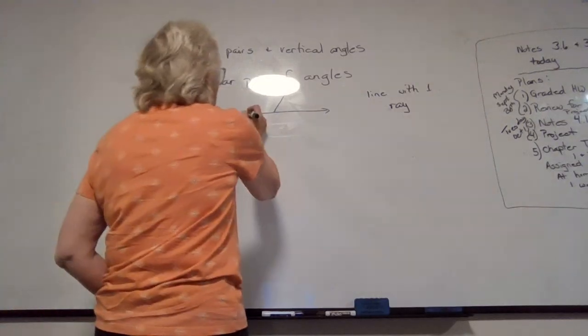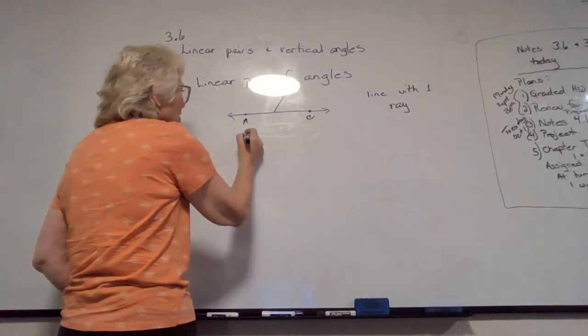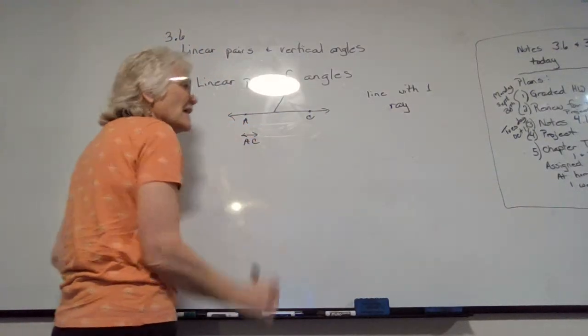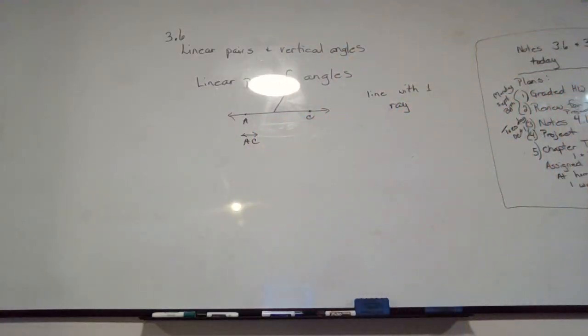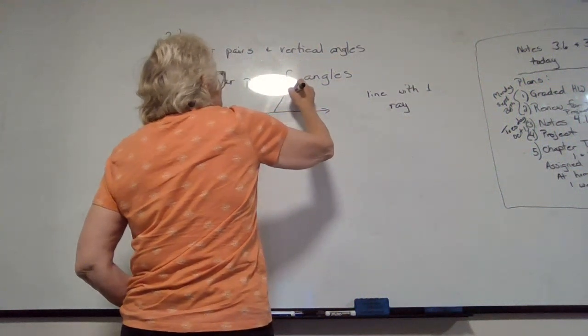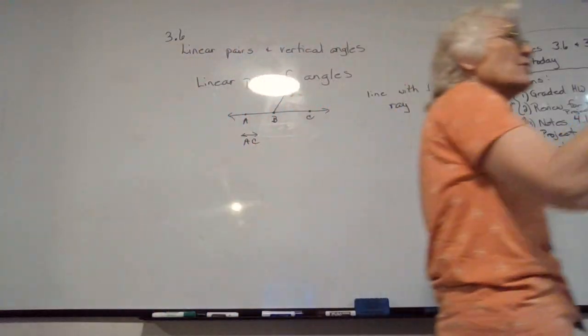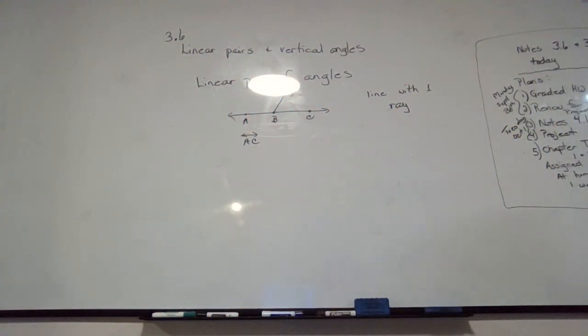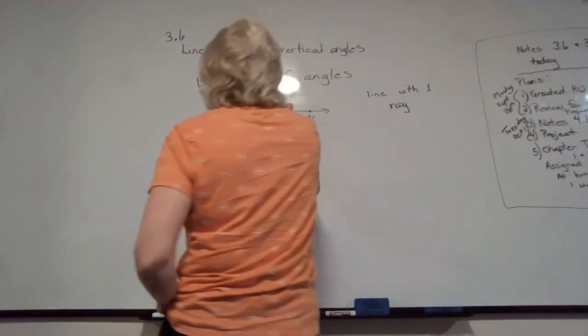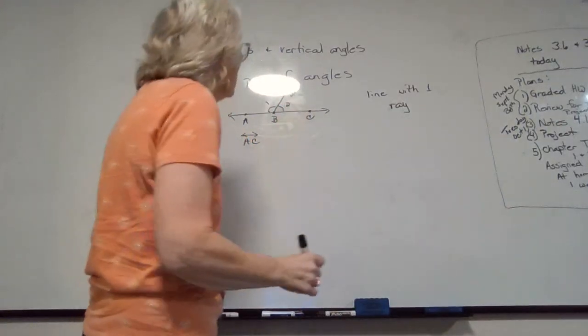So here's my line. I could label this line AC. Remember when I make my notations, it's AC like that represents the line. Okay. I'm going to name this one right here D, and I'm going to name the vertex B. Remember, the vertex is where all the rays come together for those angles. So in this case, I have two angles. I'm going to label this one 1 and this one 2. That is one way.